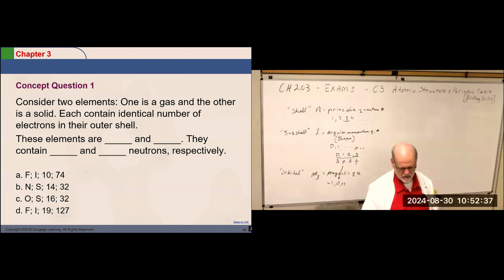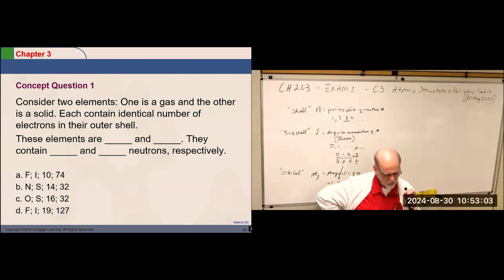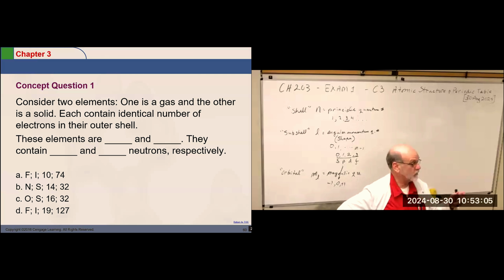These elements are metal and non-metal, oh, I see. We look at our choices. Okay. Fluorine and iodine. That could work. Right? They have the same number of electrons in their outermost shell. One is a gas and the other's a solid. That would work. Fluorine's a gas and iodine's a solid.